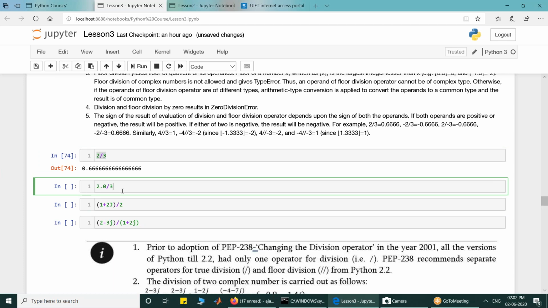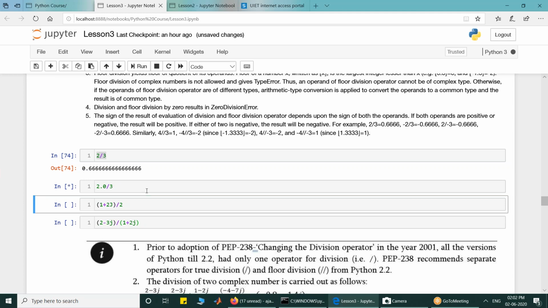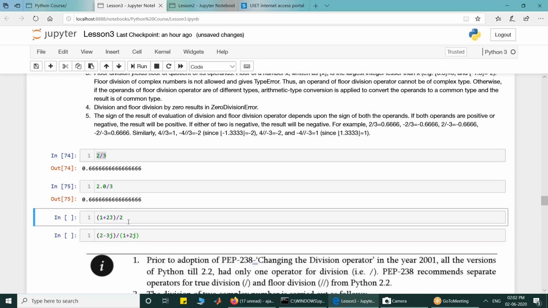2.0 divided by 3: one is float, another is integer. So 3 will be converted to float first. 3 will become 3.0. Then the result will be computed and will come out to be 0.66.